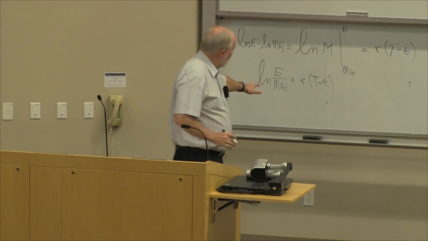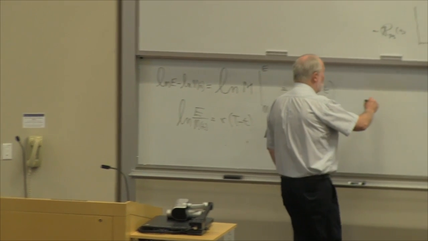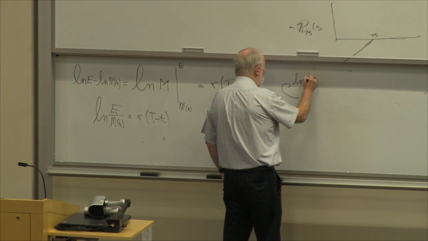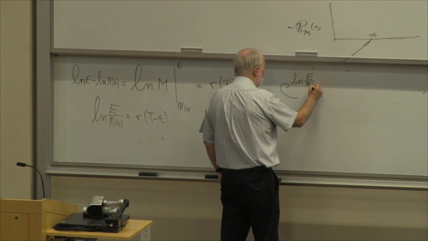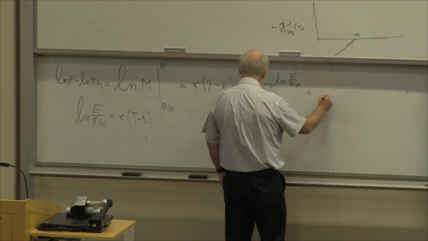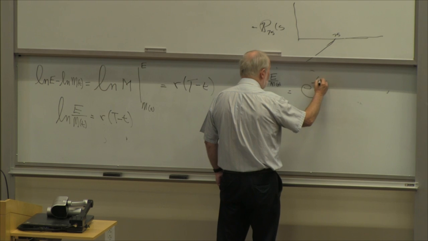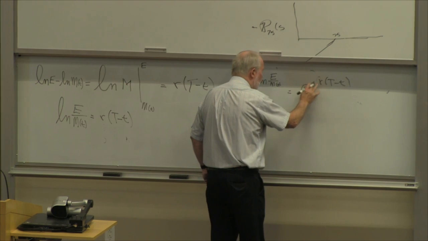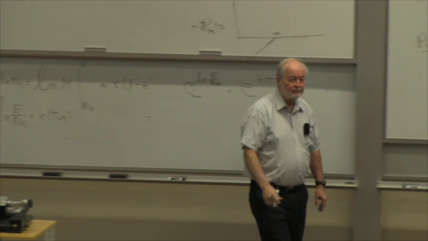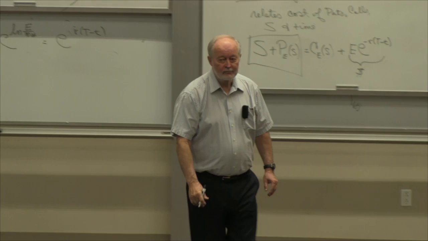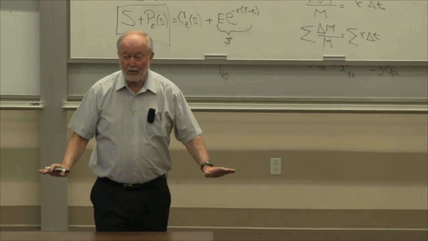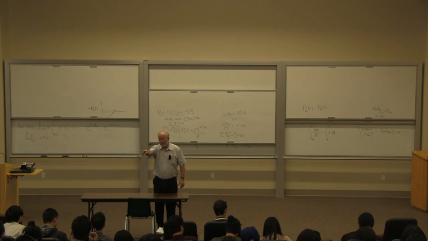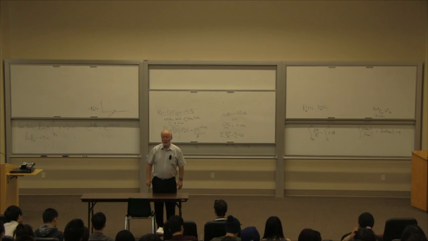And you remember how to get rid of natural logs? To get rid of natural logs, I raise these as the power. That'll be E to the natural log of E over the amount of money is the same thing as E to the R times (T minus t). So I have that equation there. Everybody with me? If you're not, let me know, and we'll go back, or we'll review some of the natural logs and E's and stuff. You don't remember that, right? You do remember it. Good.